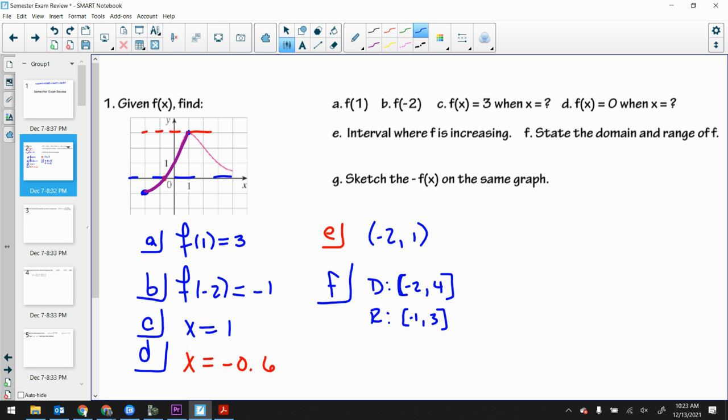Now it says sketch the negative f of x on the same graph. What is that? Reflection over the x-axis. Right? Reflection over the x-axis.